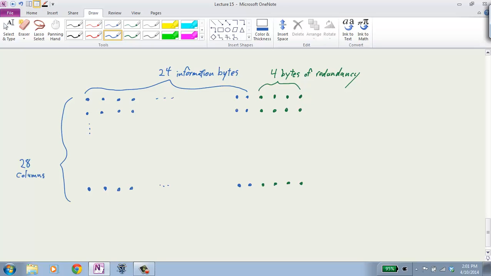Then you do what's called interleaving, but in this picture it's very easy to understand. So interleaving is like you shuffle all your bytes around in some known way so you can undo it later. Okay, but the interleaving here we can understand just by looking down the columns.